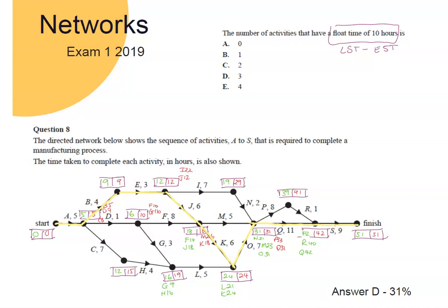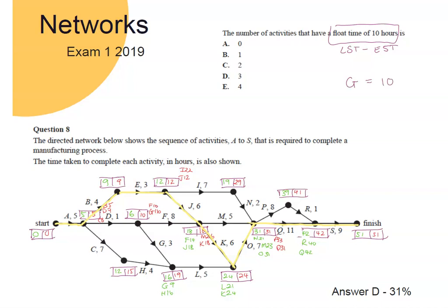So of the ones left, we need to check all of the float times and see if we can identify any that have a difference of 10. And so remember, the key thing is we're looking at the latest start time, the red numbers on the outside of the box, and comparing that to the green number inside the box. So if I look here at activity G, we can see latest start time of G is 16, earliest start time is 6, so we have a difference of 10 there. So one possible activity, G, has a float time of 10.